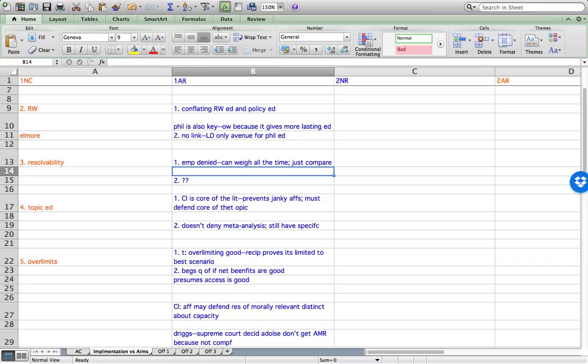On resolvability, I think your empirically denied is good. I would also make a non-unique that util debates are equally resolvable. I would say the interp makes the is-ought fallacy. You assume that just because framework debates and the status quo are not resolvable, that they can't be in the general sense. But that same problem applies to util debates, and the status quo util debates are rarely resolvable. So it's a non-unique harm.